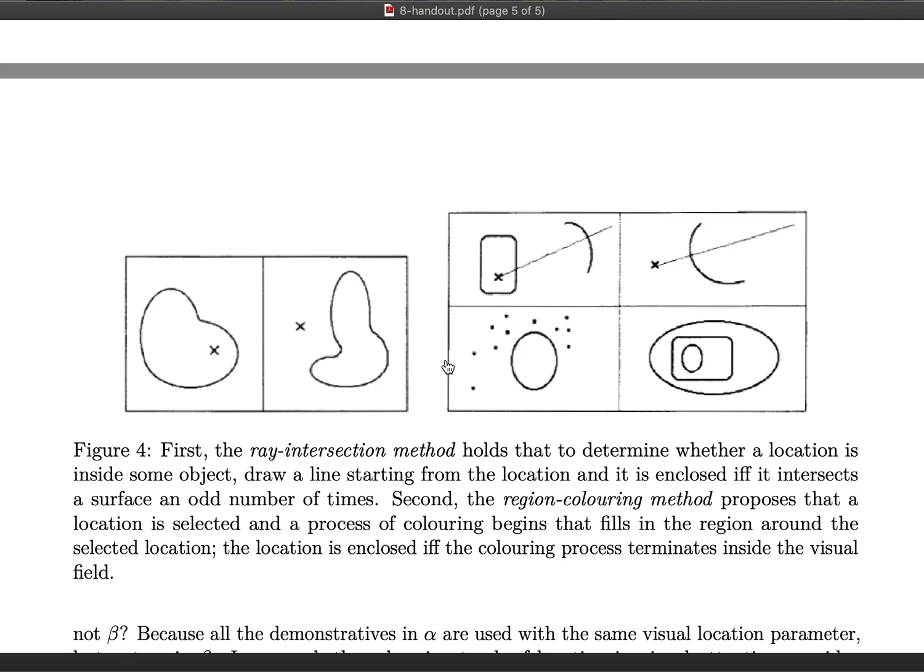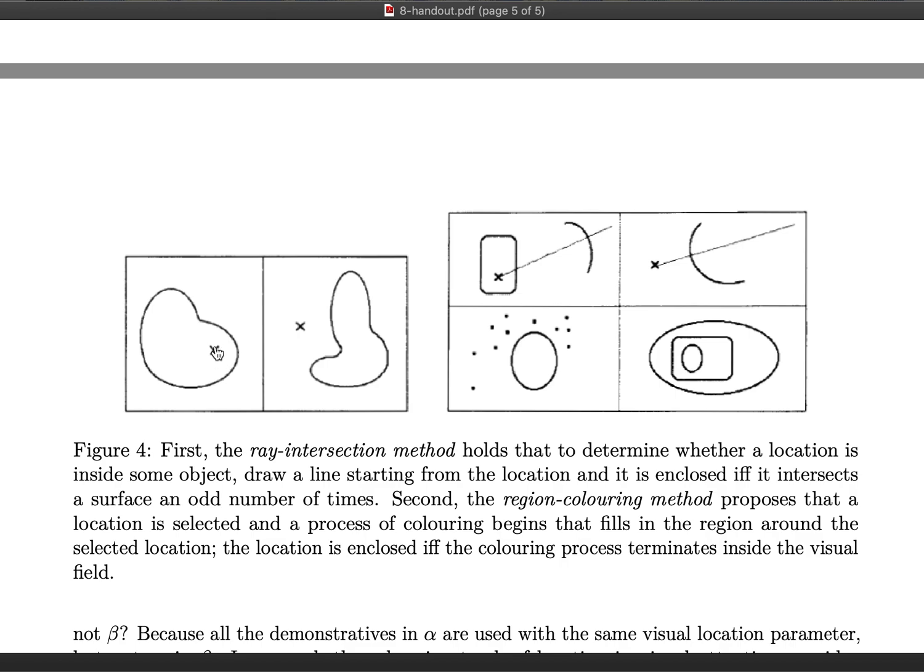Okay. And then, one very simple method is called the ray intersection method. And this method holds that to determine whether a location is inside some object, what you do is you draw a line starting from the location, and then you decide it's enclosed just in case that line intersects a surface an odd number of times. So how does this algorithm work? Okay, so look at this figure here.